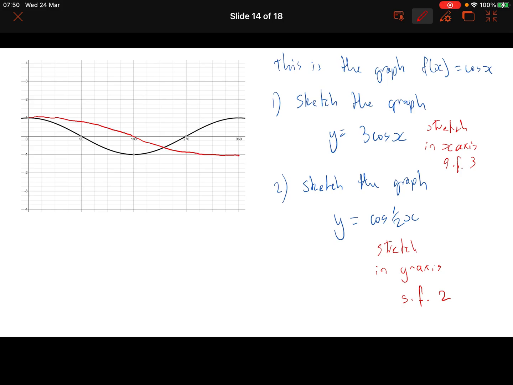Okay, so this one's actually going to take twice as long to do a cycle as the original graph. You imagine it's going to carry on up there. It's actually 720 before it's managed to complete a cycle rather than 360 before it completes a cycle. Okay, hope that makes sense.